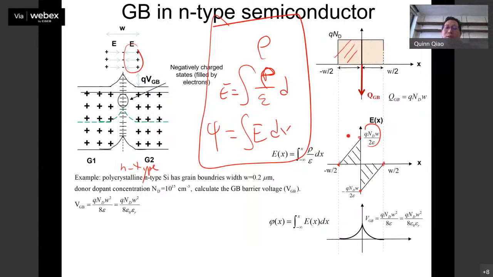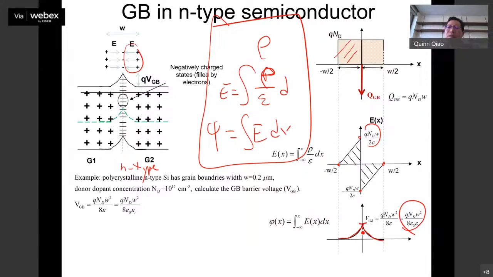If you integrate this, since this is linear, it becomes parabolic. This also is linear and becomes parabolic. But this one is negative, so it goes down, because the entire thing is negative. It's very clear. If you do that, you will find the V_GB, the potential barrier of the grain boundaries, equals qN_D W squared over 8 epsilon, okay?